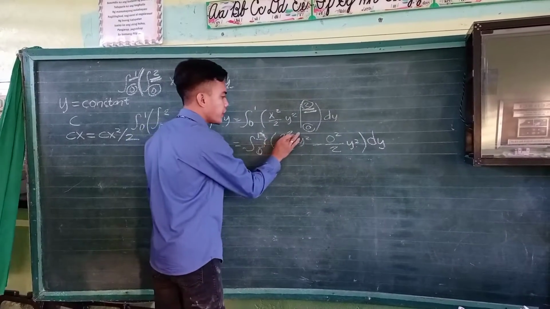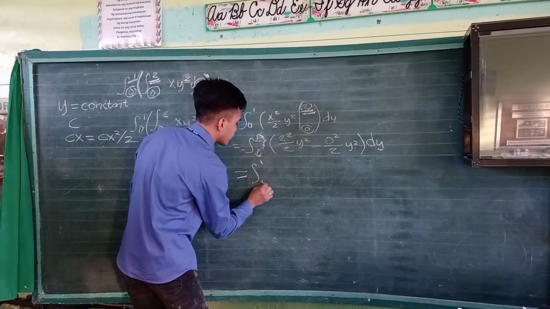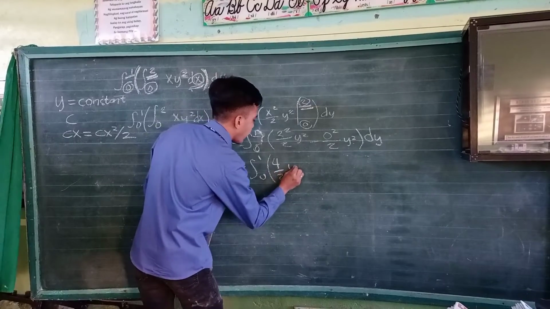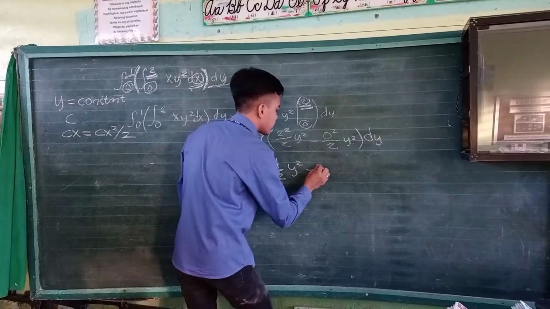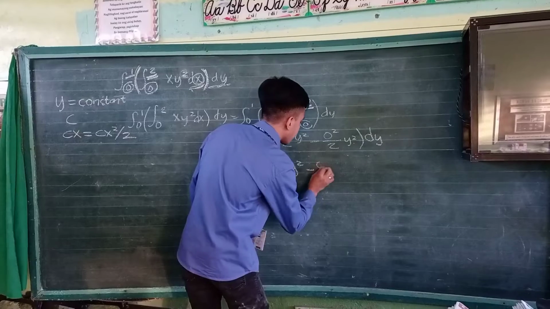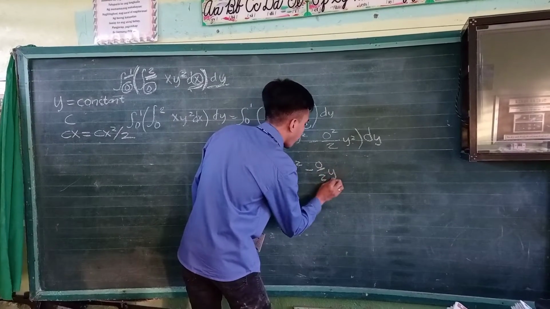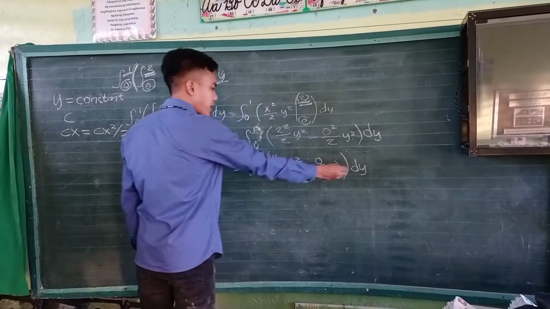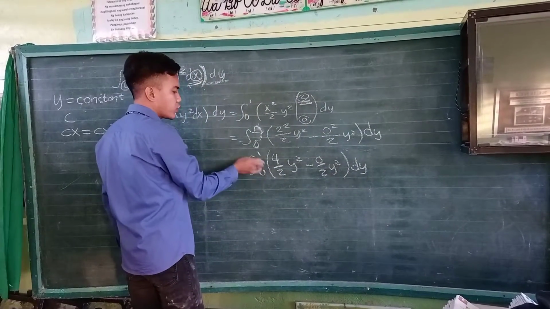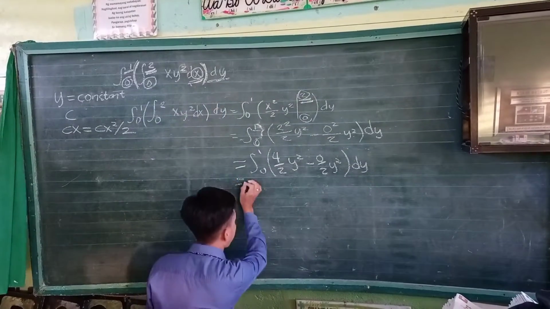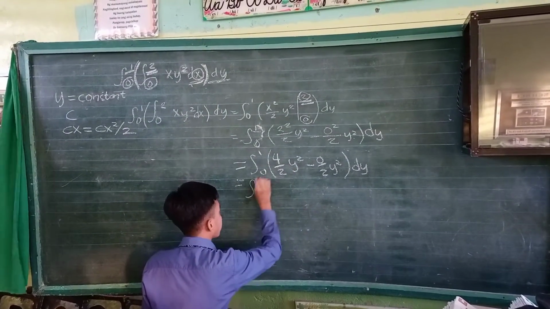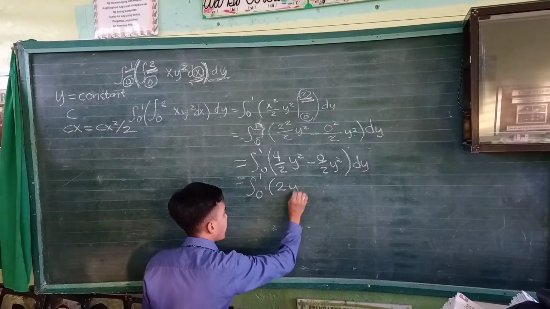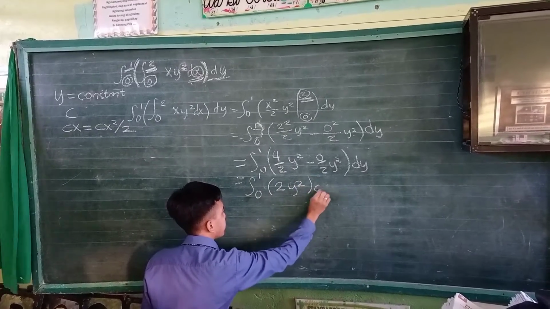Then, 2 raised to 2 is equal to 4 all over 2 y squared, minus 0 squared is 0 all over 2 y squared, dy, with respect to y from 0 to 1. Then we can get the integral from 0 to 1, and 4 divided by 2 is 2, so 2y squared dy.